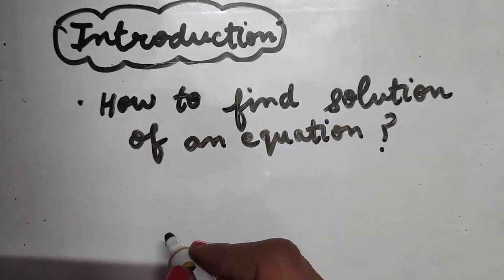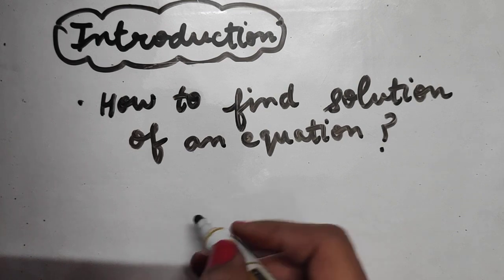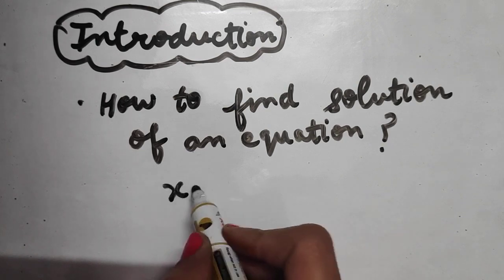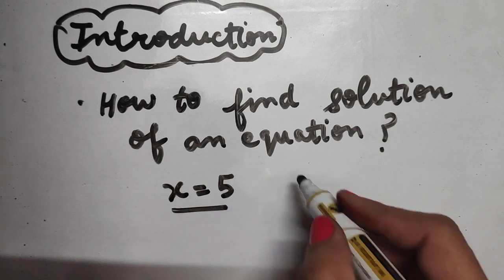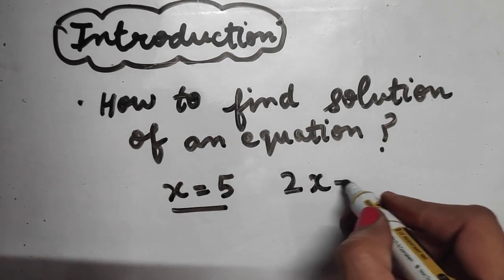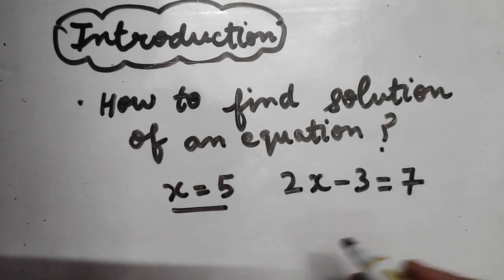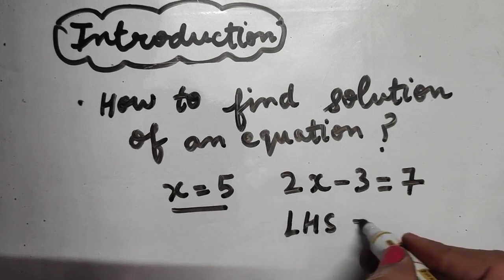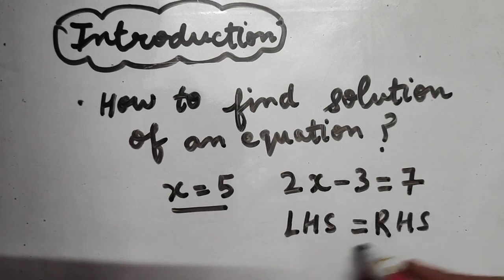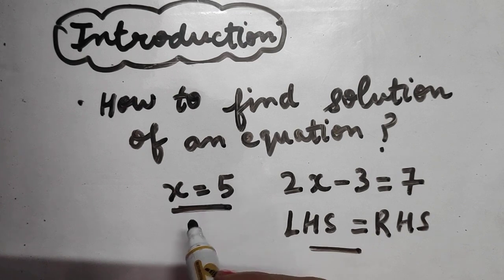Now we assume that two sides of the equation are balanced. Like we have seen that for x is equal to 5, when we put x is equal to 5 in the equation 2x minus 3 is equal to 7, we found that left hand side was equal to right hand side. So we can say that x is equal to 5 is the solution of that particular equation.